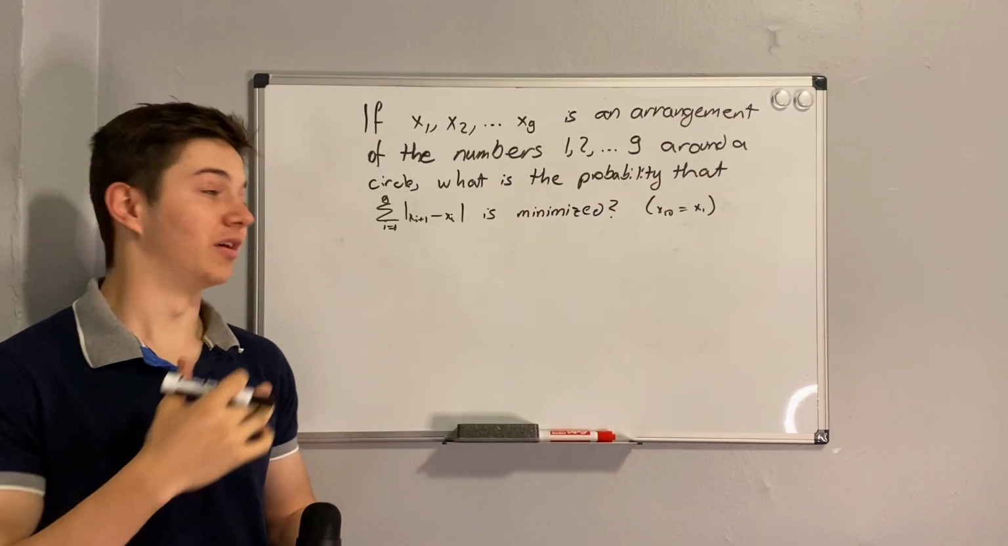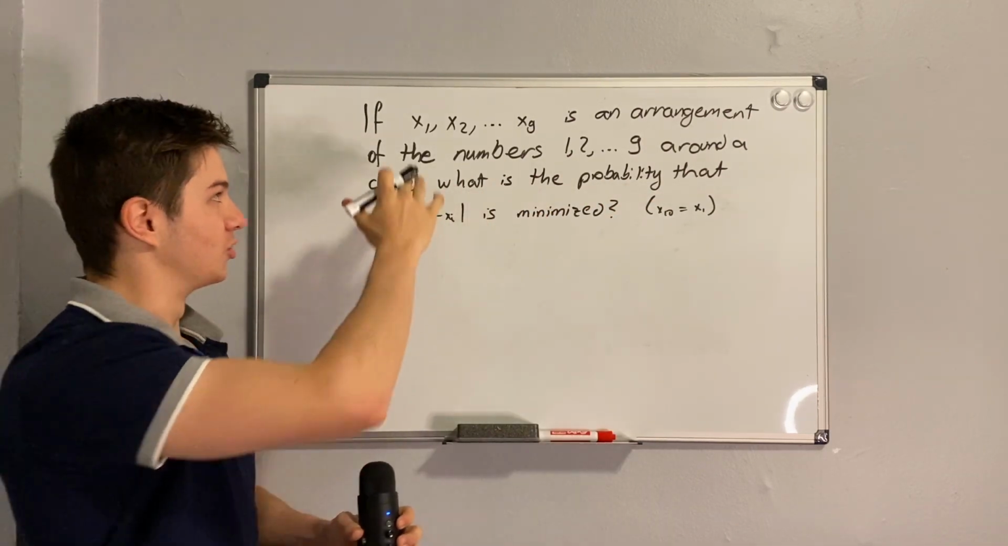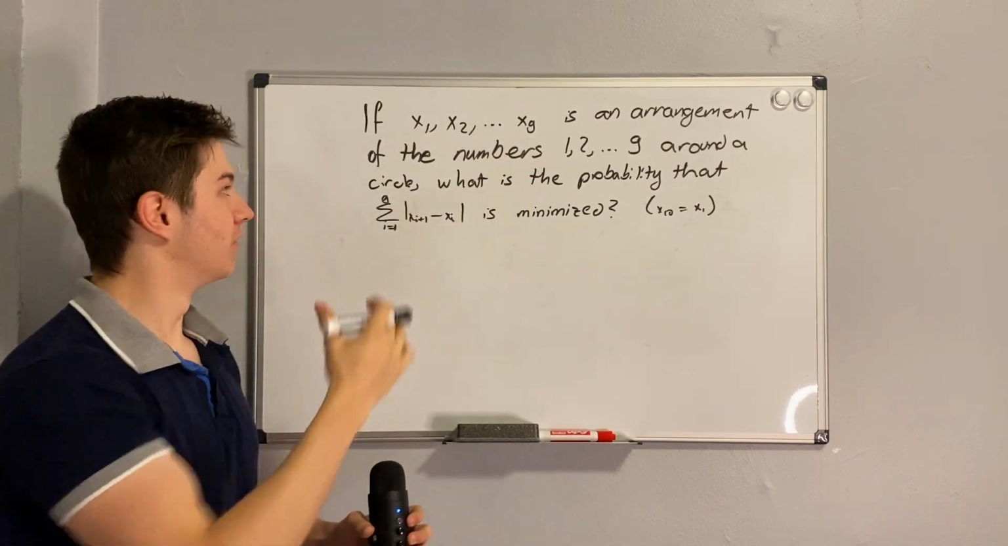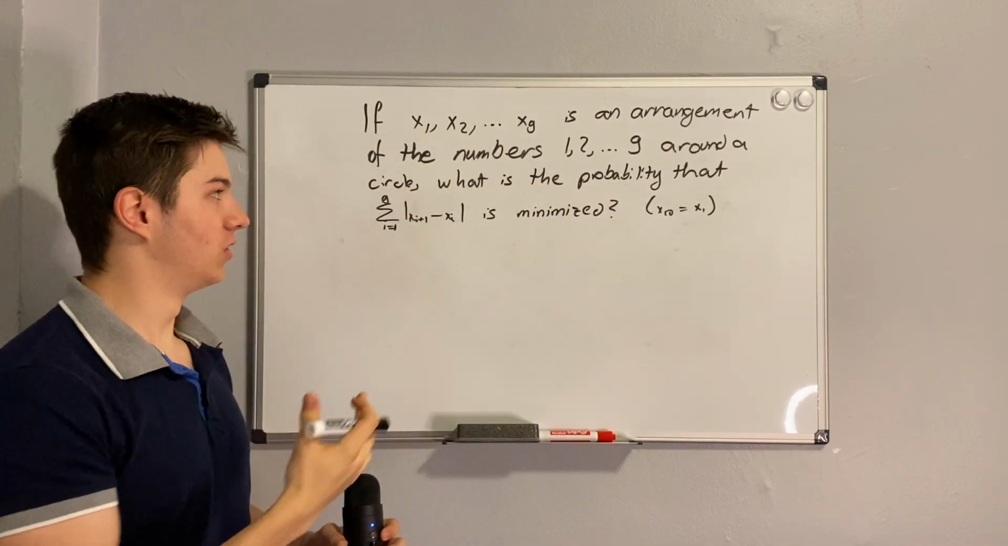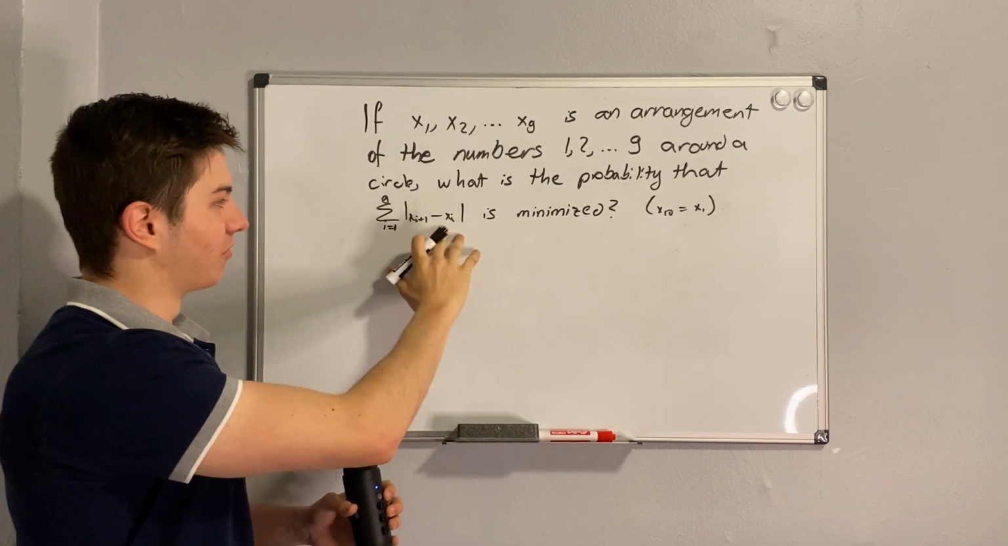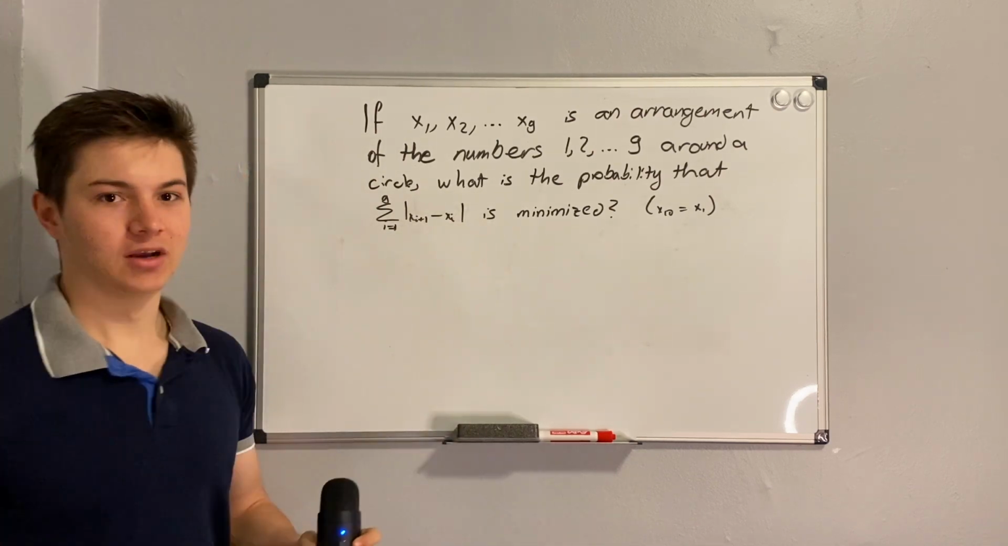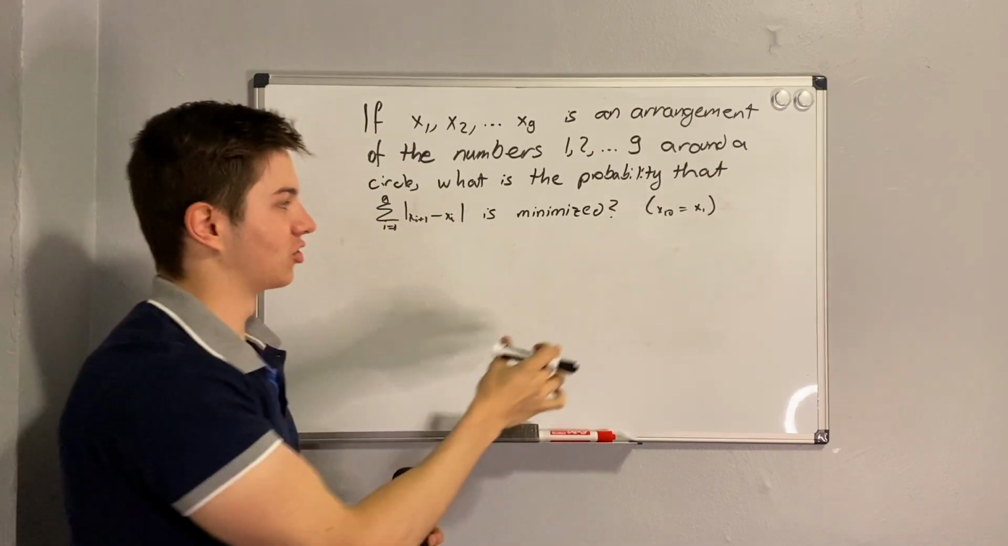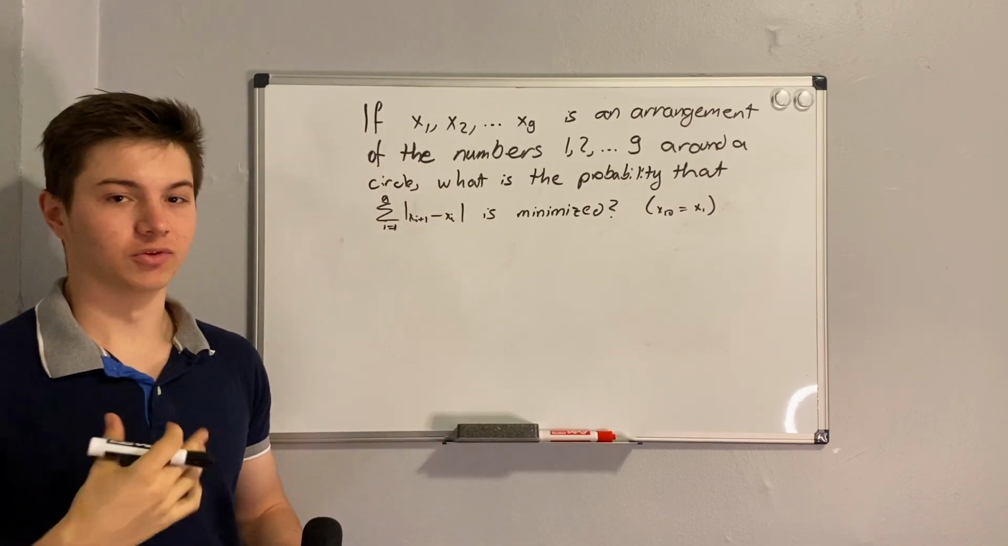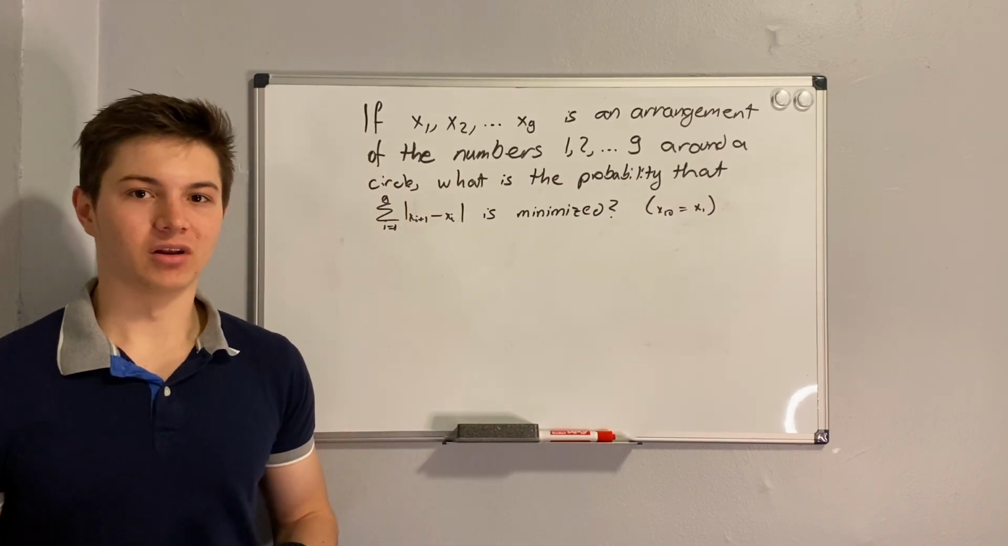Hey everyone, in today's video we'll be solving this problem. If x1 through x9 is an arrangement of the numbers 1 through 9 around a circle, what is the probability that this sum of absolute differences is minimized? We also take x10 to be x1 just to make the notation a little simpler. Have a think about it and I'll be right back with the answer.